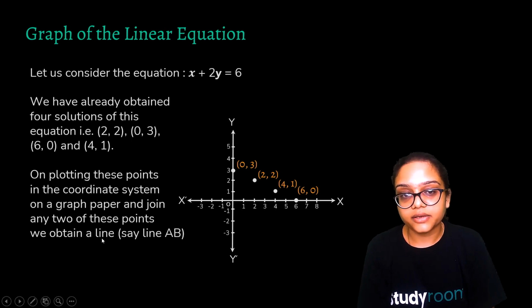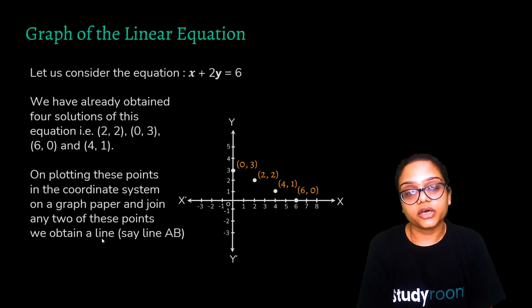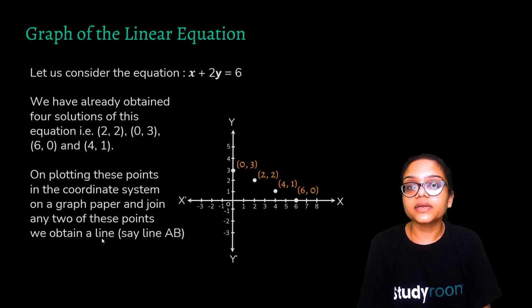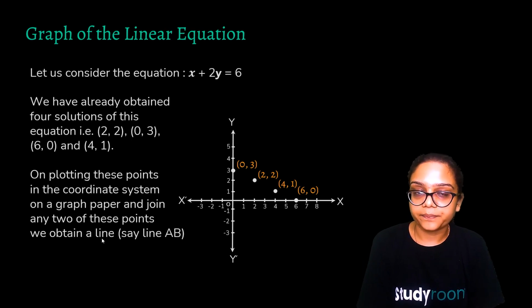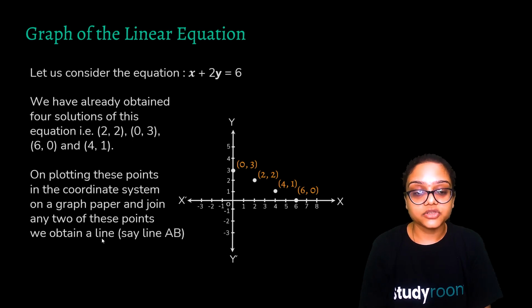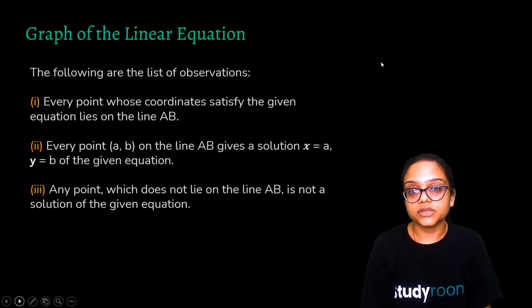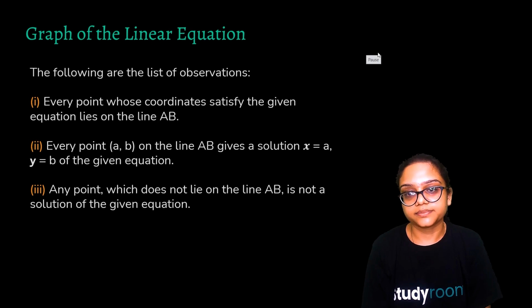There is an equation given: x plus 2y equals 6. We find the four ordered pairs required by putting different values of x and finding the corresponding y. So we get the points. We plot them on the Cartesian plane and join them. After joining, we arrive at a straight line which represents the equation. In that manner, we draw the graph of a linear equation.